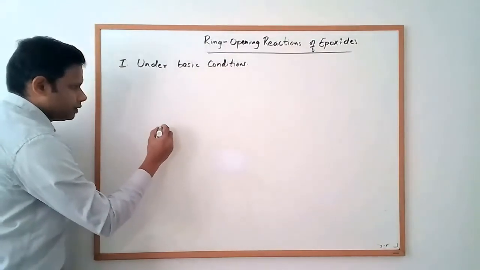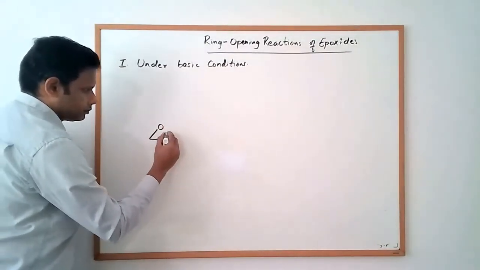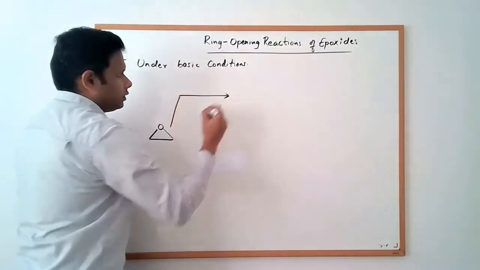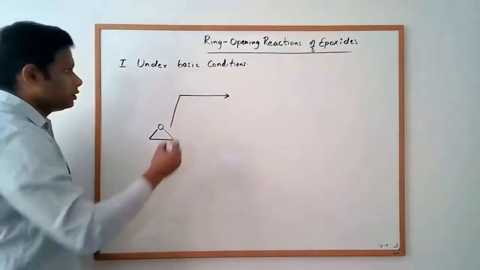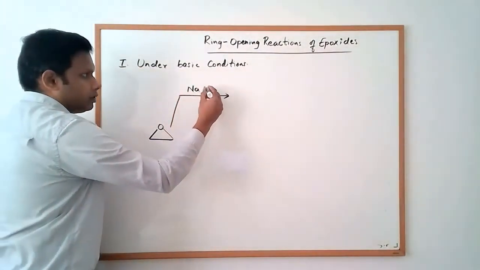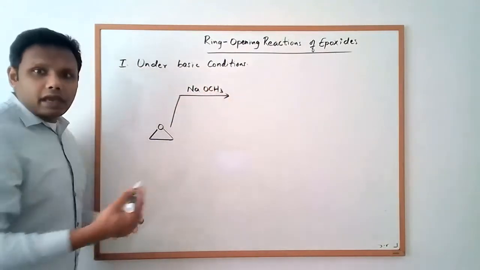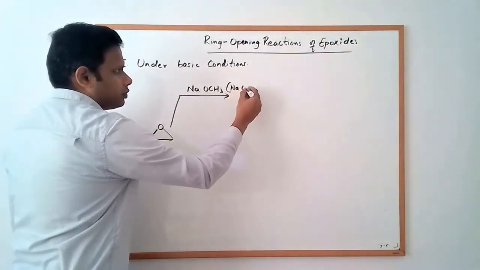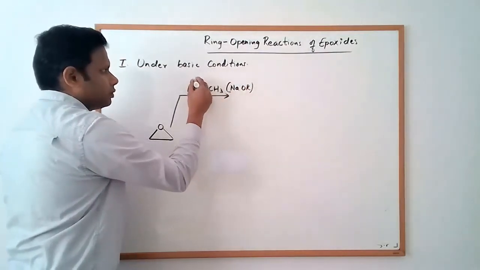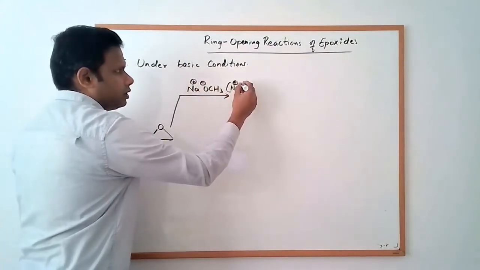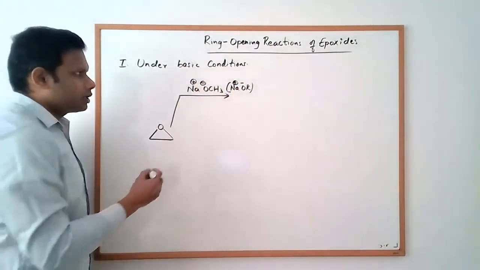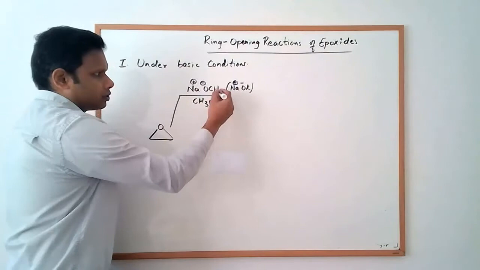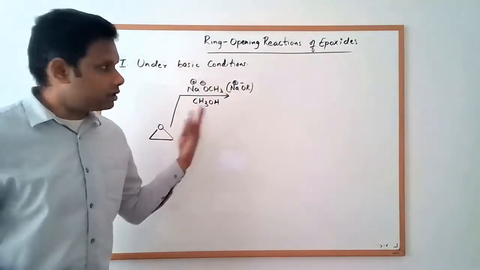Okay, so if we start with the epoxide, you can imagine attacking the epoxide with, let's say, sodium methoxide or any alkoxide. Use this as an example for any alkoxide: sodium methoxide, sodium alkoxide. And this reaction again might be done in an appropriate alcohol solvent. So if it is sodium methoxide, then the reaction would be done in methanol.